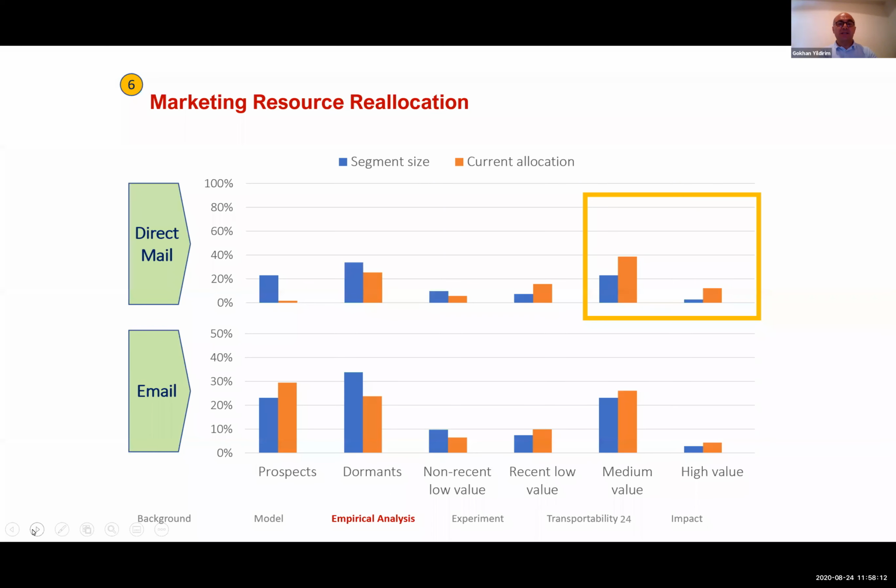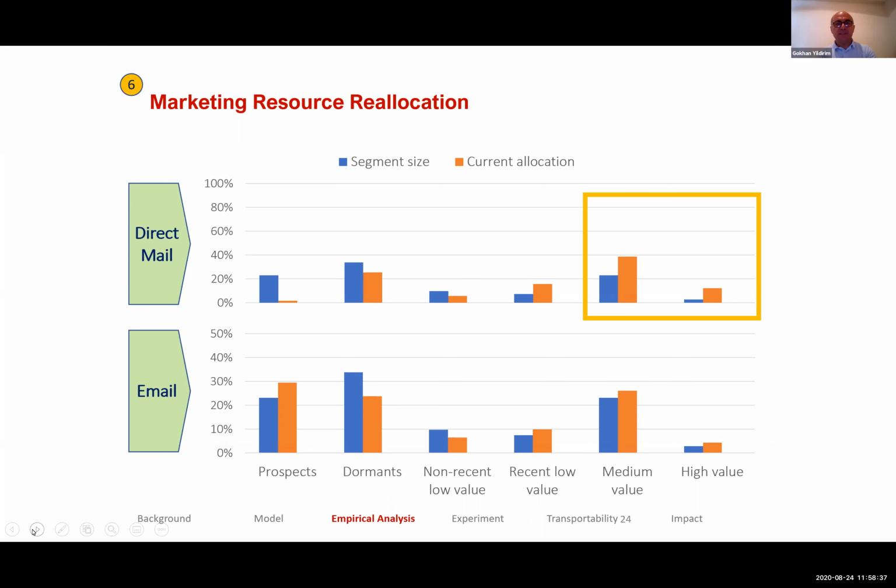So for instance, prospects and medium value customers, dormants, were communicated with email campaigns based on their sizes, right? And this was kind of the same for all countries. Okay, this is how the company was allocating its resources.